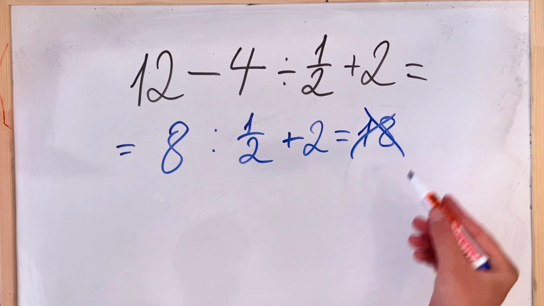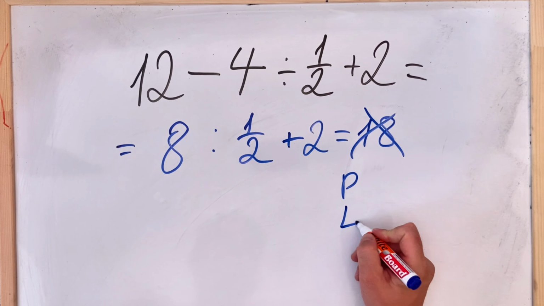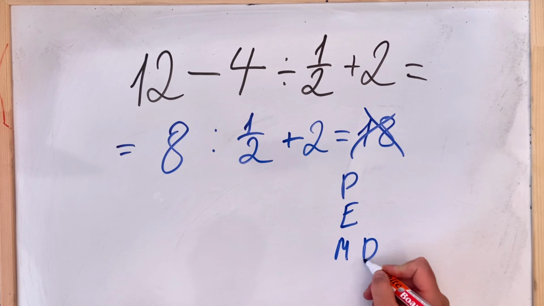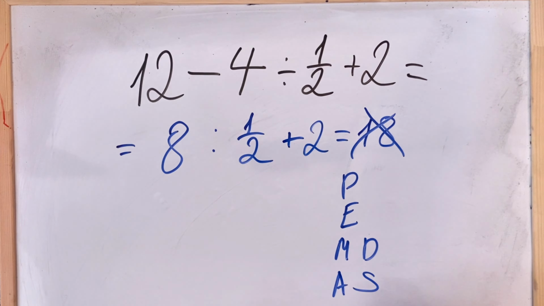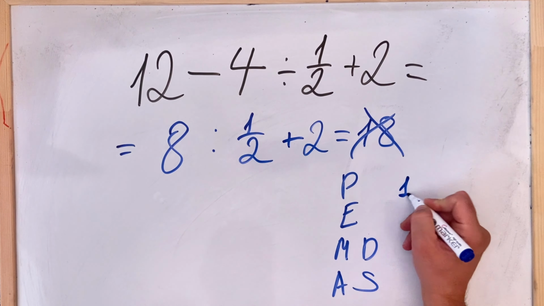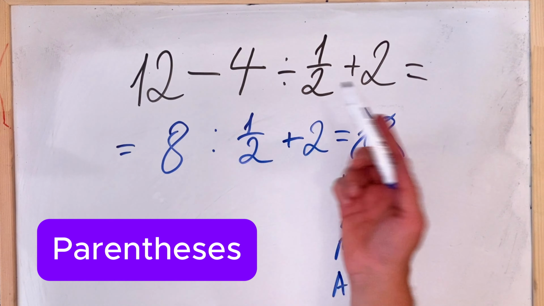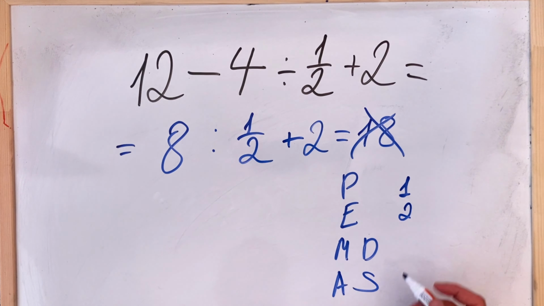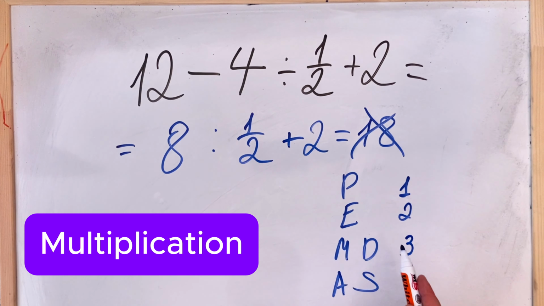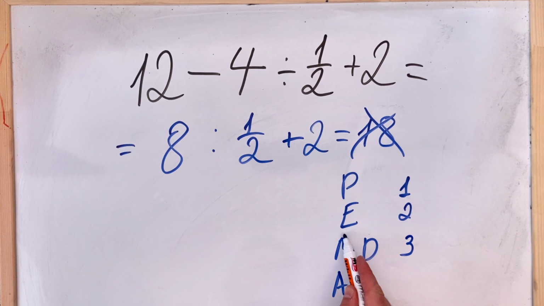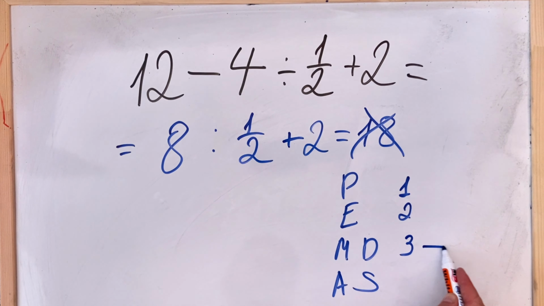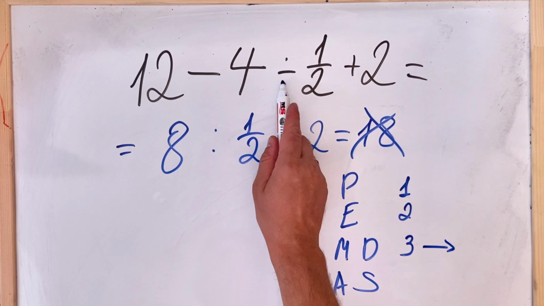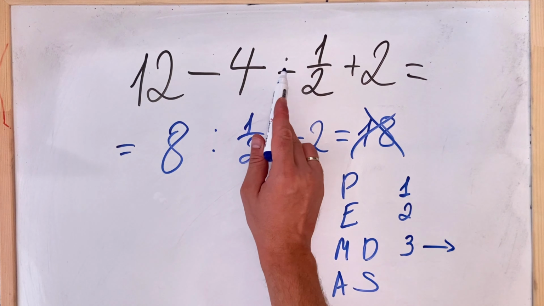But this, of course, is incorrect because they forget to follow the order of operations, which is PEMDAS. So in first place, we always need to do parentheses. We don't have it. E stands for exponents. We need to do it in the second. Then in third place, we need to do multiplication and division. They have equal priorities, and we need to do it from left to right. In our case, we have division, so we will do it first.